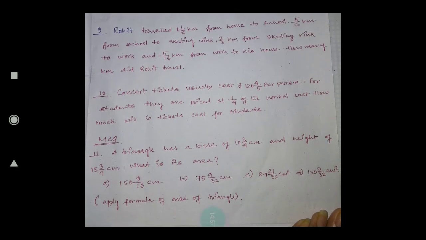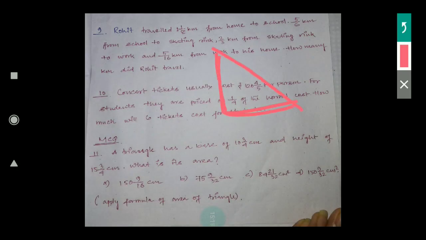Question number 11. A triangle has a base of 10 3/4 centimeters and height of this much. Triangle, base and height is given. Base is given 10 3/4 and height is given 15 3/4.